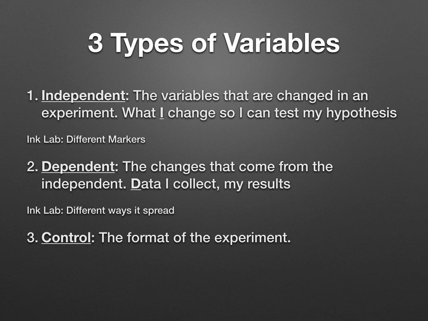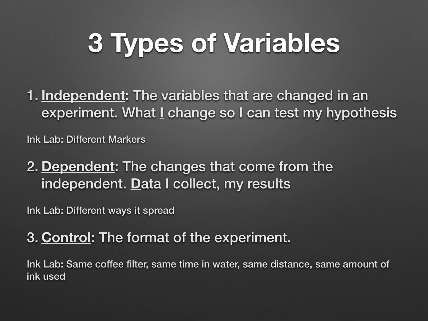And last but not least, you have a control variable, and this will be based on the format of the experiment. Let's use that ink lab one more time to explain what happened. I used the same coffee filter for all strips. We put all the strips in the same water at the same time. The dots were the same distance from the bottom, and I used the same amount of ink on each of the strips, so I was able to know that that experiment was controlled, and I can take data from that and be accurate on my analysis. So the ink lab, those are the 3 types of variables and how I use them.